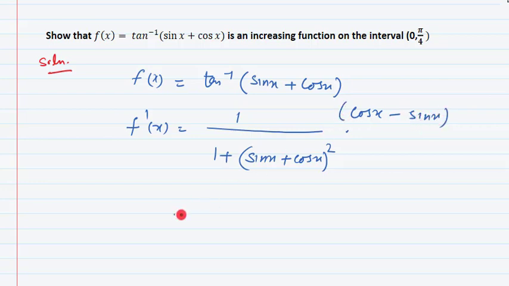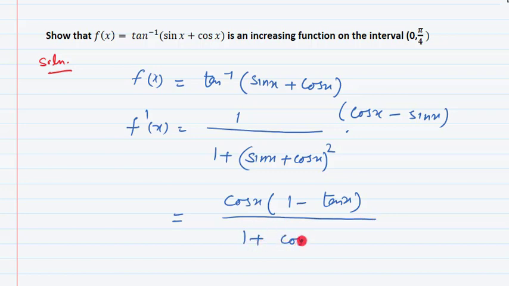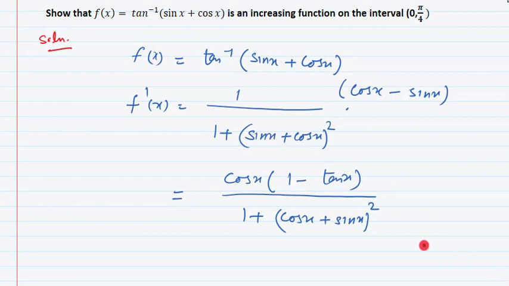Further, we can write this as, taking cos x common from the numerator, cos x into (1 minus tan x) upon 1 plus (cos x plus sin x) whole square. Now, the thing that is left is only to explain whether this f dash x is positive in the interval 0 to pi by 4 or not.